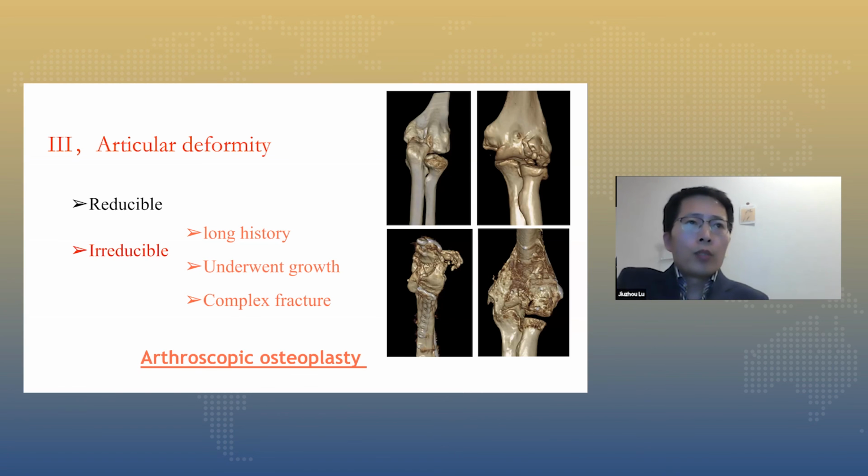The third bone problem contributing to elbow stiffness is articular deformity. Arthroscopic osteoplasty can be performed if the deformity is irreducible due to the long history, especially after growth, or there is a very complex fracture malunion. This technique is similar to the HO removal.